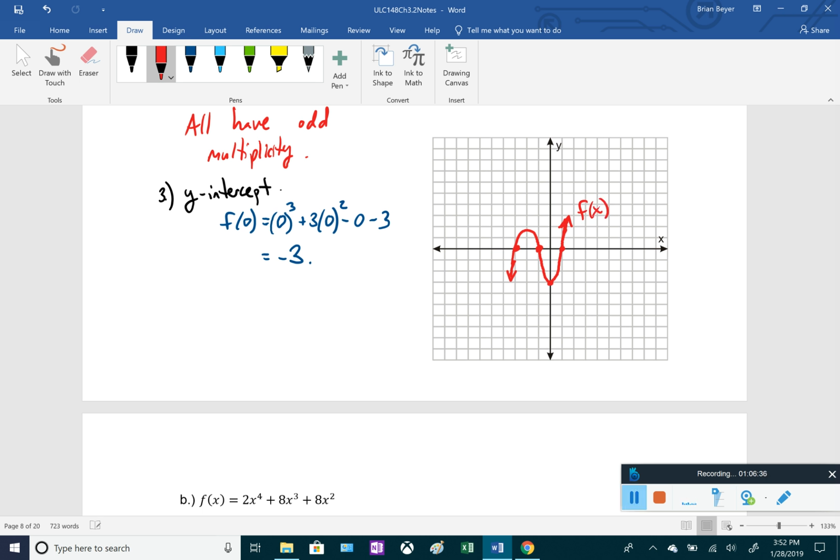The only thing that we don't have completely accurate is this little maximum value right here, that turning point. I'm not positive that that's at the correct point, but that's okay. It just has to be decently accurate.